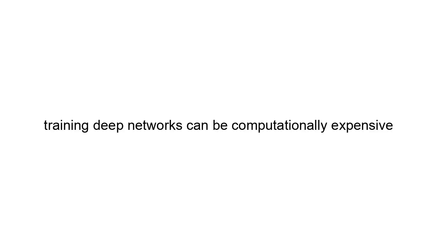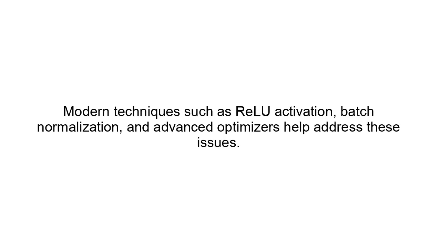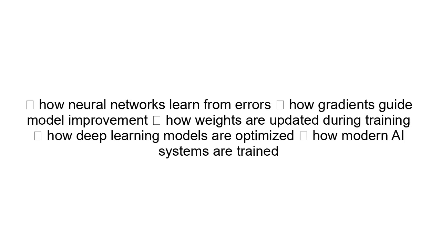Limitations of backpropagation. Despite its power, backpropagation has challenges. Limitations include the vanishing gradient problem, the exploding gradient problem, and the need for large datasets. Training deep networks can be computationally expensive. Example concept: very deep network means training difficulties. Modern techniques such as ReLU activation, batch normalization, and advanced optimizers help address these issues.